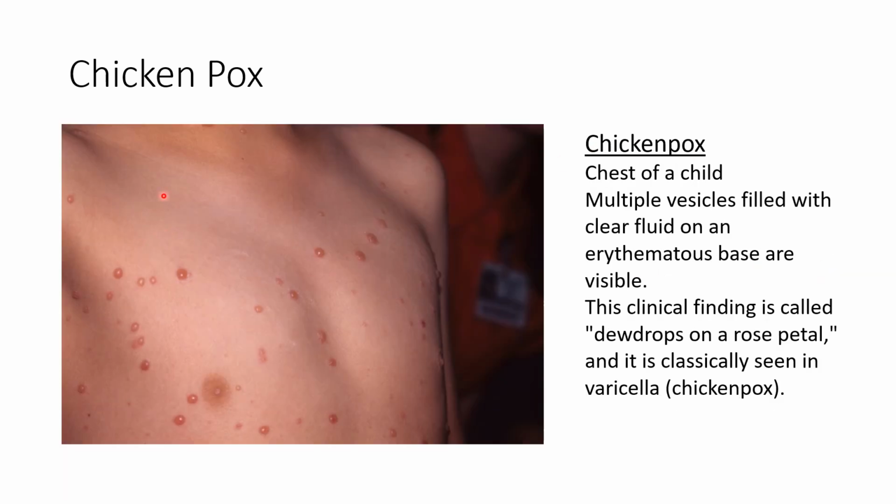Chest of a child: multiple vesicles filled with clear fluid on an erythematous base are visible. This clinical finding is called dew drops on a rose petal, and it is classically seen in varicella, chickenpox.